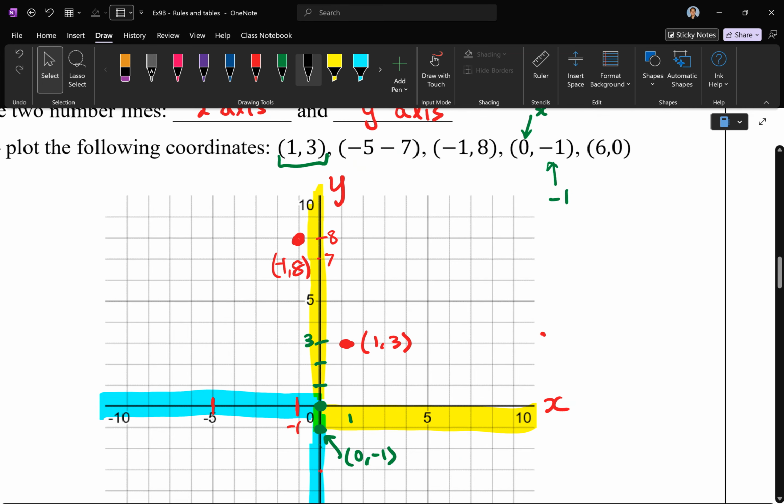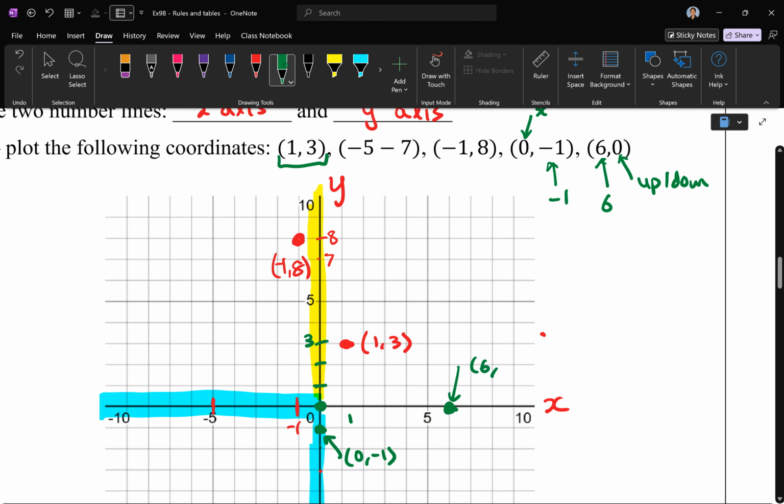Whereas on the other one, this one is saying you're going to move to the right by 6, but then you're not moving up or down. You're staying at the origin. So in that case, where would that be? I'm moving across all the way to 6, which is right here. That's where my 6 is. And I'm not moving up or down, so I stay right on the x-axis.